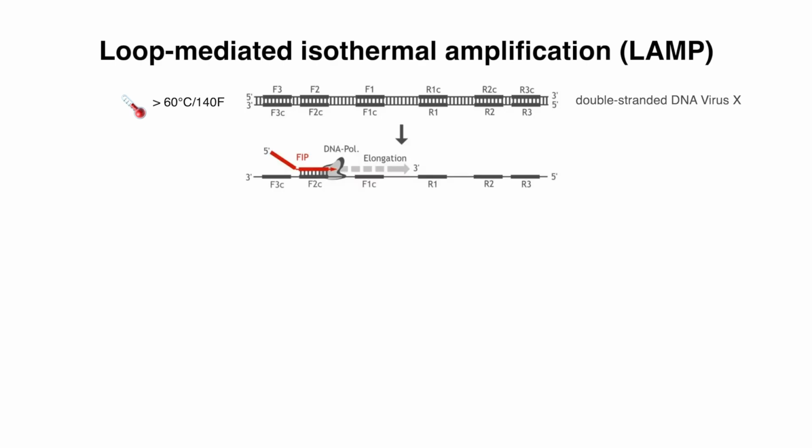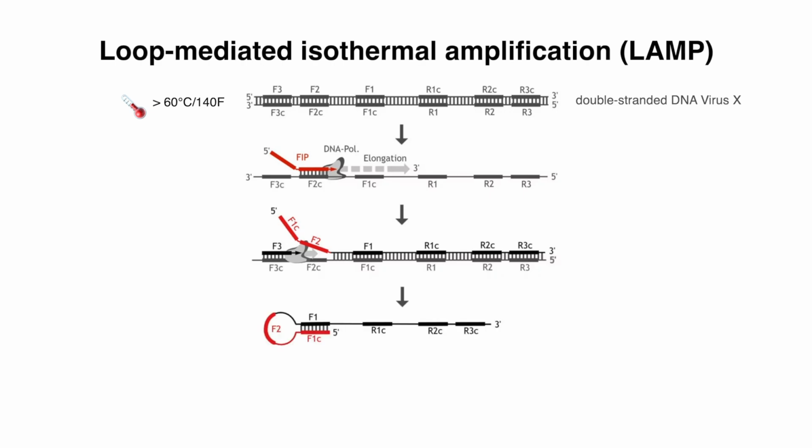Initially, the 3' region of the forward inner primer anneals to the partially denatured template DNA of our virus X and is then elongated by the DNA polymerase. In a second step, the forward outer primer F3 binds to the same single strand of the template DNA, which is located upstream of the binding region of the forward inner primer, which is then also elongated by the polymerase. This allows now for the 5' part of the forward inner primer, the F1C region, that wasn't binding anything before, to bind to the F1 region on the same single-stranded amplicon that was just produced. This leads to the formation of a loop structure, which is also called 5' terminal loop.